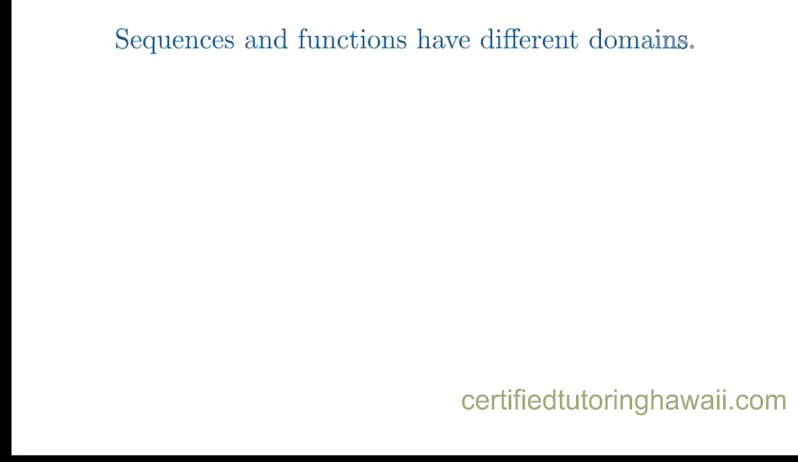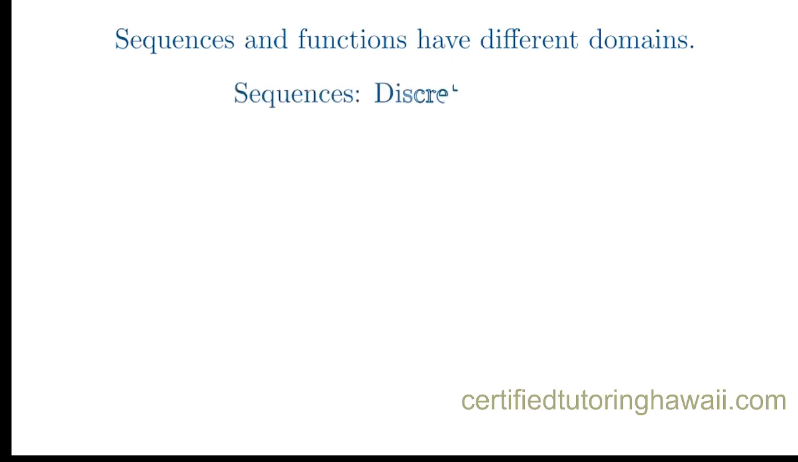So, we've seen the connection. Now let's look at a critical distinction. Domains. This is where functions and sequences differ. We need to understand the difference between discrete and continuous domains. A sequence, like 5, 8, 11, has a discrete domain. The variable n can only take integer values: 1, 2, 3, and so on. You can have a first term, but not a 1.5th term. The domain is the set of positive integers.